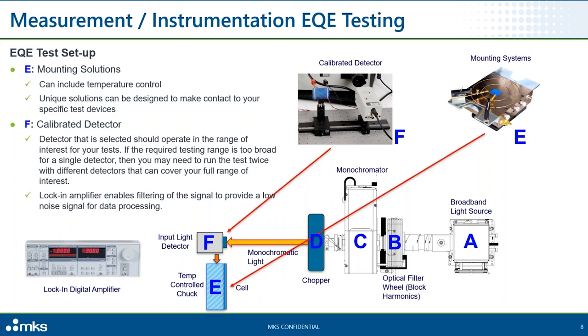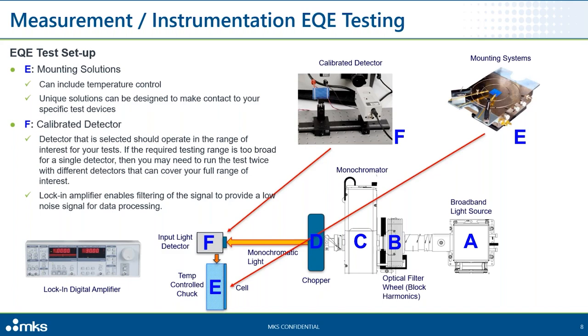The options that you have are many different options in terms of holding your device under test. That would be letter E. So the system you see there has concentric rings. Those concentric rings can be hooked up to vacuum ports, and the device under test can be held down by a gentle suction. The plate that it's mounted on can be cooled or heated, so you can control the temperature of your device under test as well.